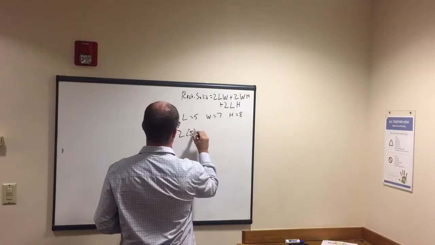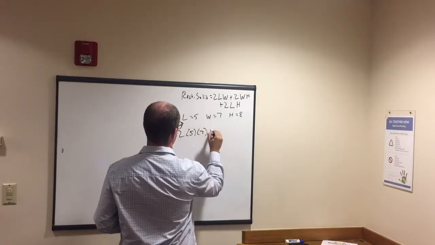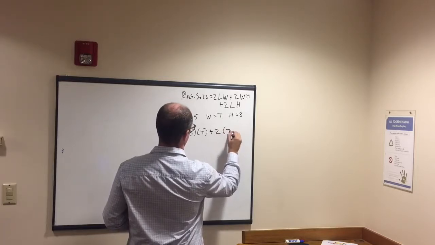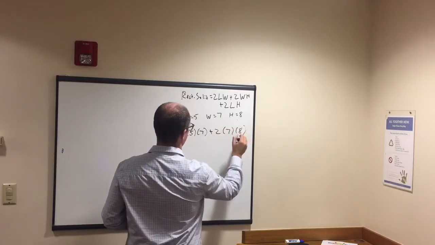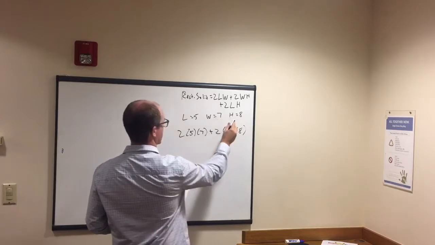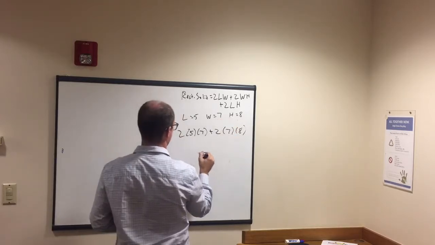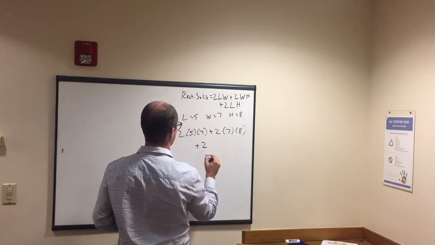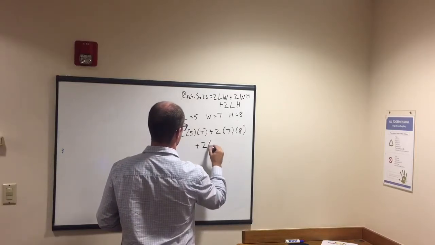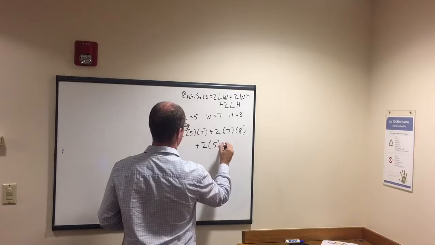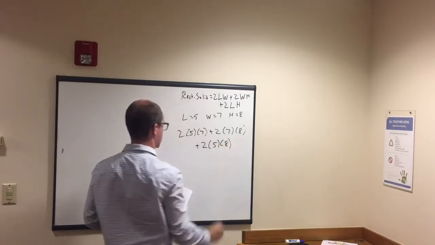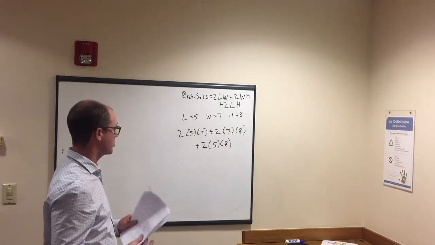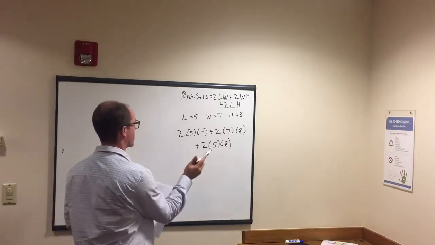2 times 5 times 7 plus 2 times 7 times 8. 2 width height, there's the width, there's the height, and down below we'll do the last one, 2 times length times height, so 2 times 5 times 8. That's how we plug that stuff in, pretty simple, and then we just have to multiply these out. Make sure you take your time with it.